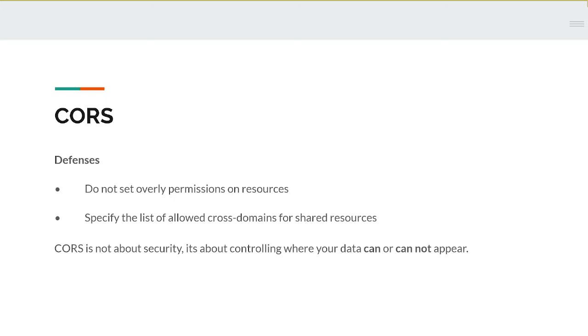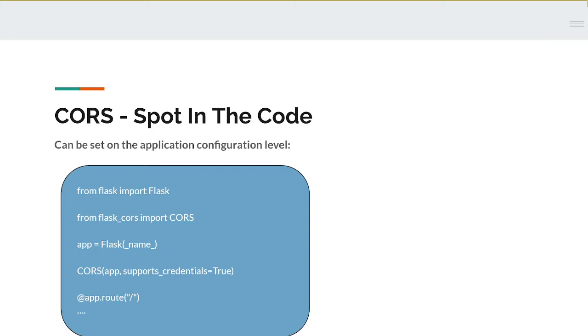So the way to avoid such kind of misconfigurations is, of course, do not set overlap permissions on resources, and specify the list of allowed cross domains for shared resources. As I mentioned previously, if you want to have all your subdomains, the solution is not to wildcard everything, it is just to include all the subdomains separately. And again, it's not only about security. It's mostly about controlling your data, who and where can appear, right?